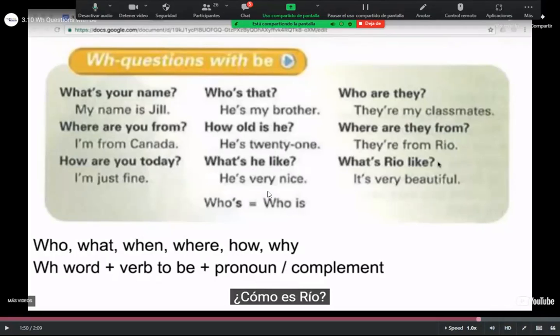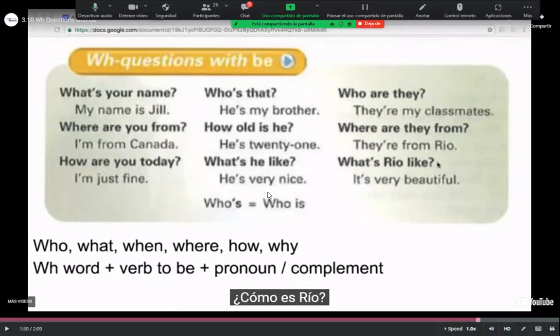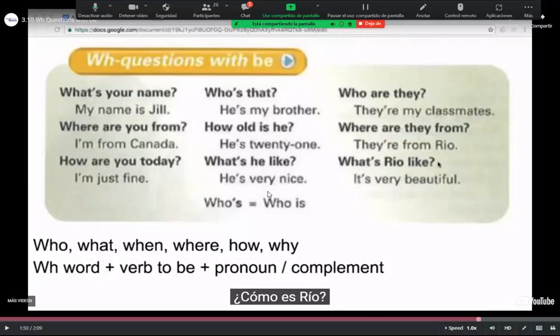Vamos a los plurales. Who are they? Repeat, who are they? Who are they? Who are they? They are, ese grupo, ellos, ellas, ellas son. They are my classmates. They are classmates.